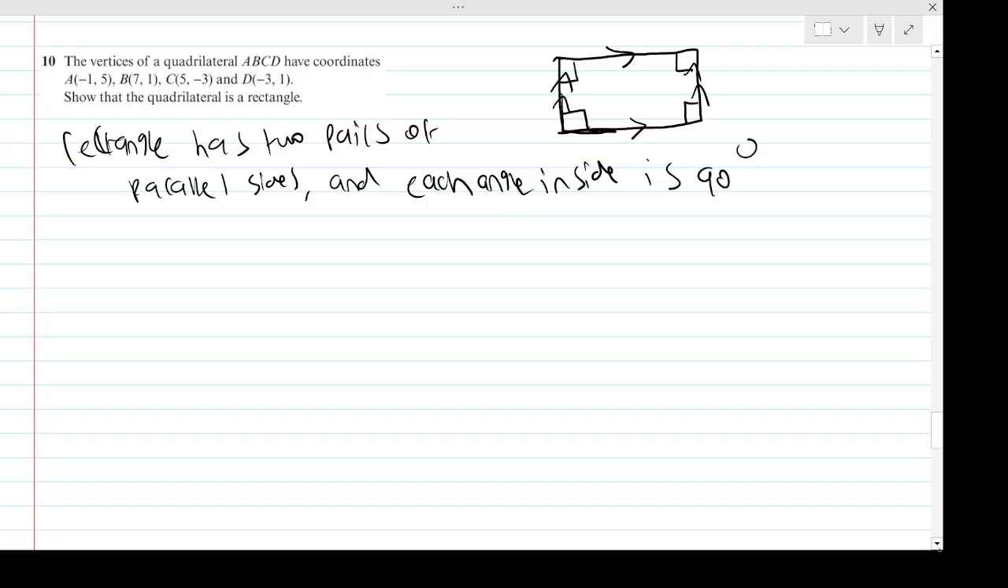Okay, so that's the key defining property in this case? Well, so let's get to it then.